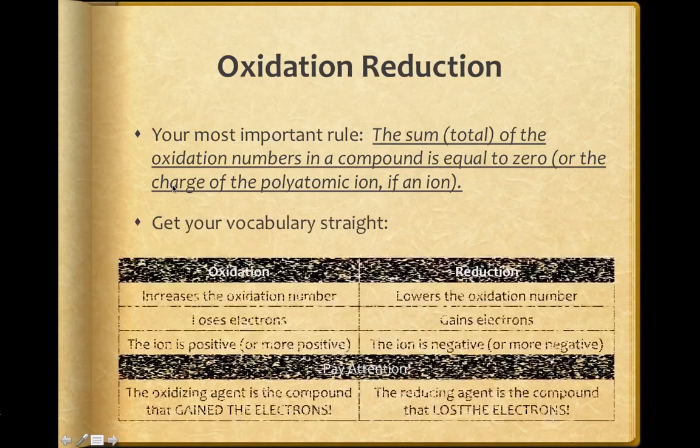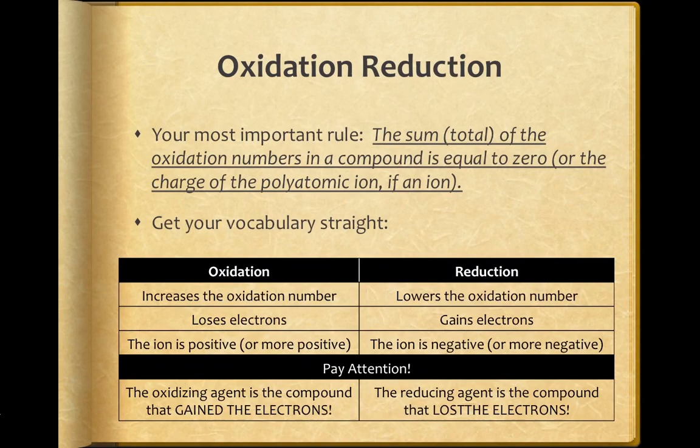Now, guys, get your vocabulary straight. This is where students will get confused. If oxidation occurs, it increases the oxidation number, which means it will lose electrons, which means the ion or the element or whatever it is becomes positive or more positive.